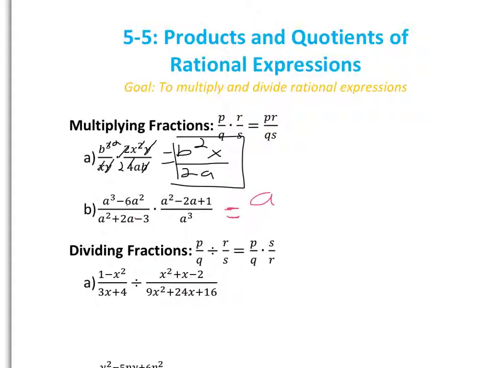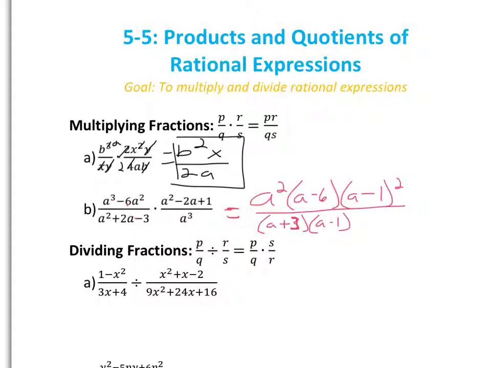So the first one, you factor out an a squared. You're left with an a minus 6. The second one right here you can factor to be a minus 1 squared. And on bottom, this guy right here we can factor. So we can factor this bottom one to be a plus 3, a minus 1. And the a cubed doesn't change.